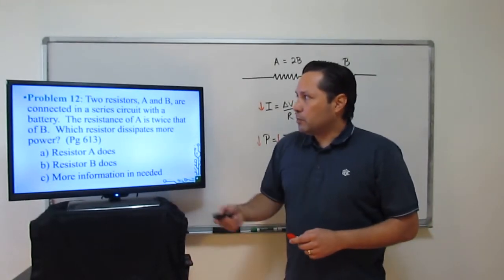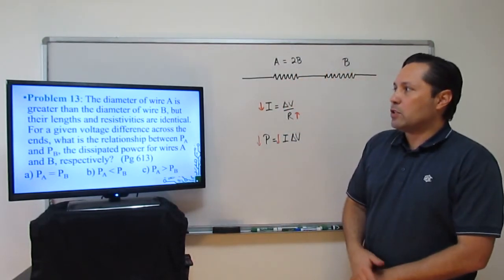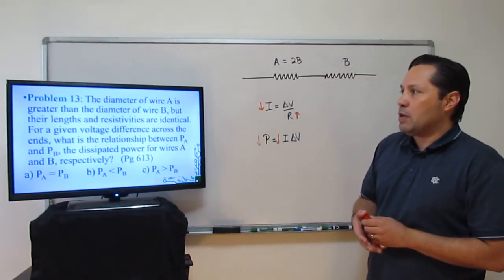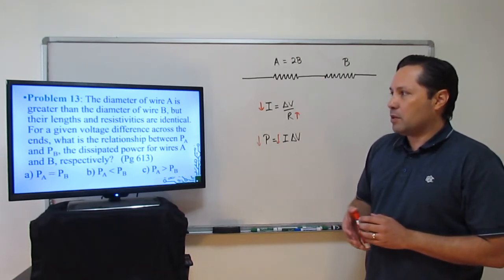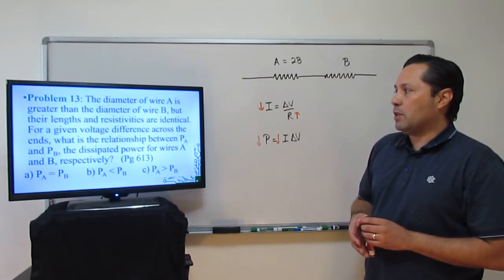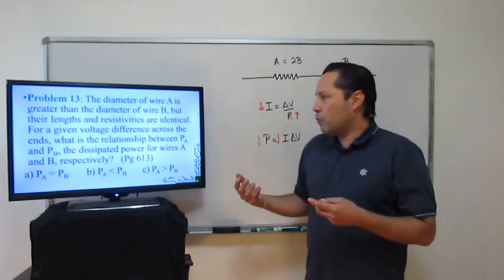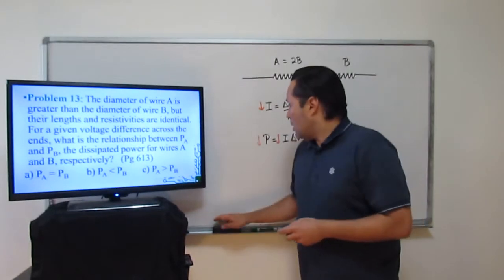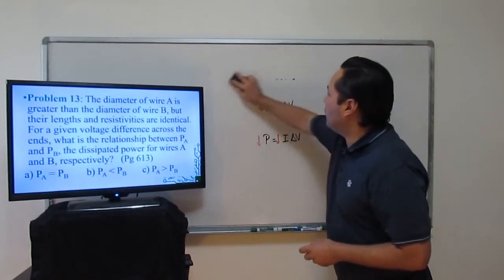In the next problem, number 13 asks, the diameter of wire A is greater than the diameter of wire B, but both lengths and resistivities are identical. For a given voltage difference across the ends, what is the relationship between the power of A and B, and the dissipated power for wires A and B respectively? All right, so we're going to go ahead and take a look at this one with different area.